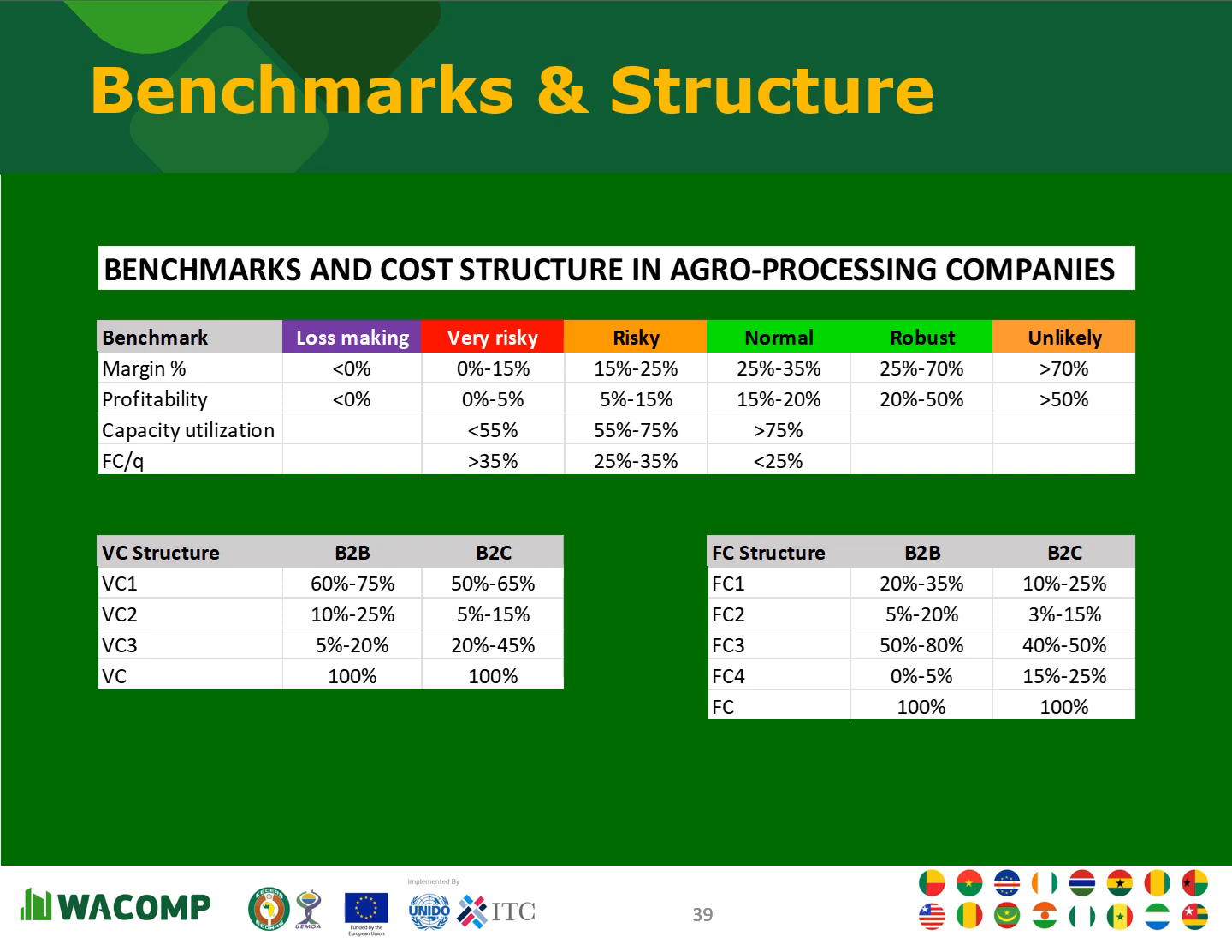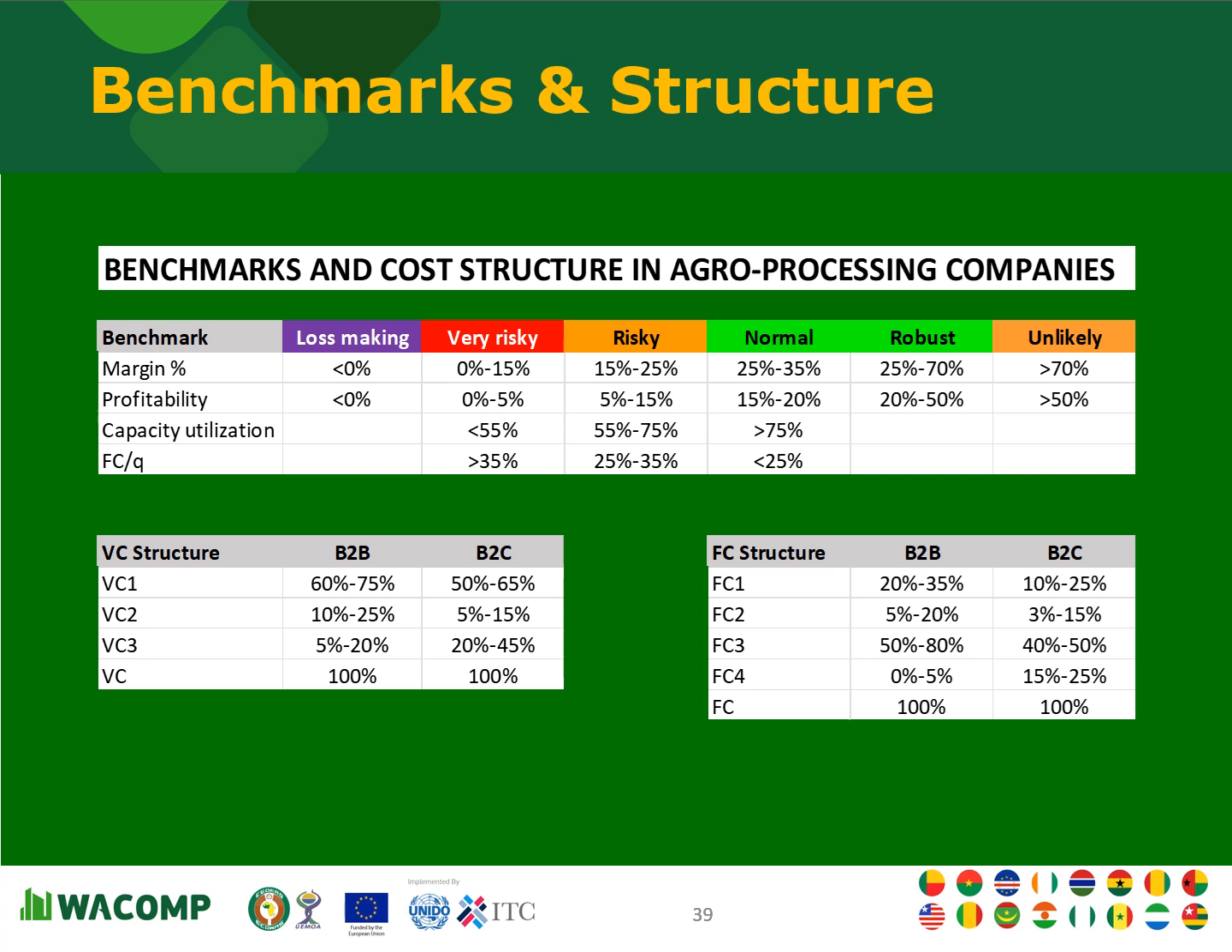VC structure is different between B2B and B2C, and that is because of the difference in packaging material costs, VC3. B2B has cheaper packaging, 5 to 20%, and B2C 20 to 45%. That makes it necessary to distinguish between B2B and B2C.